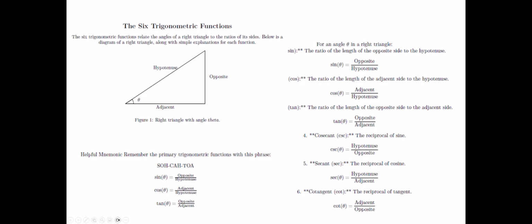The secant is the reciprocal of the cosine. The secant of theta is the hypotenuse over the adjacent. And finally, the cotangent is the reciprocal of the tangent, adjacent over opposite.